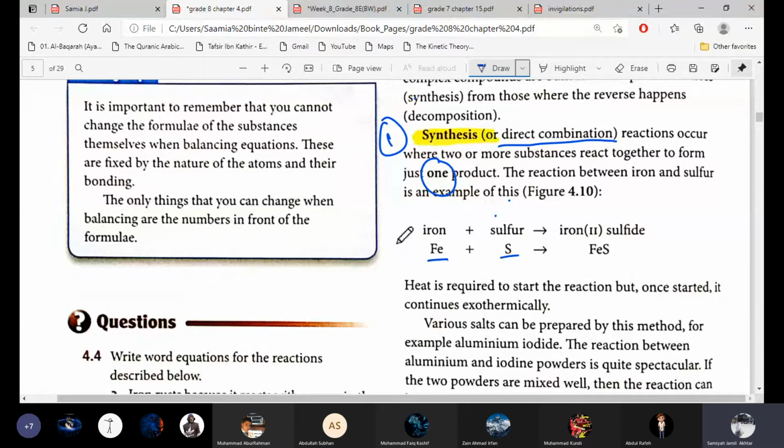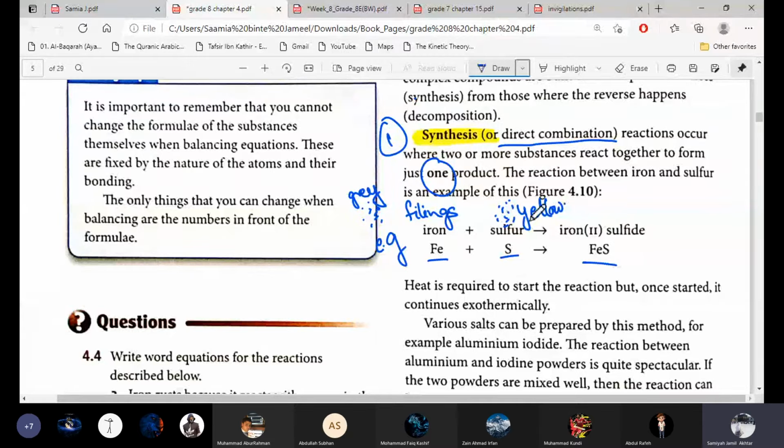Iron plus sulfur, this is the example given. Iron plus sulfur gives iron sulfide. This reaction is between two powders. The iron, we will take iron filings. They are in gray powder form, and sulfur is yellow powder.